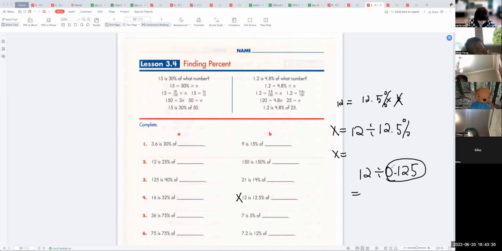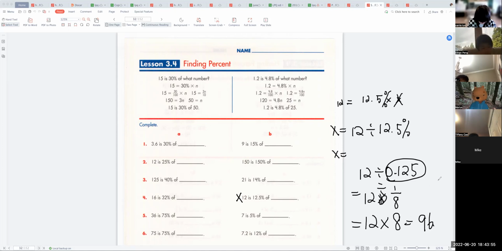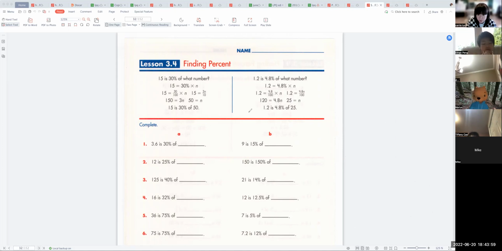So 0.125, can we rewrite it as a fraction? Yes. So 12 divided by 1/8, right? So it's 12 times 8, which equals 96. Very good. Get it, everybody? Okay, so let's take a look at the last one.